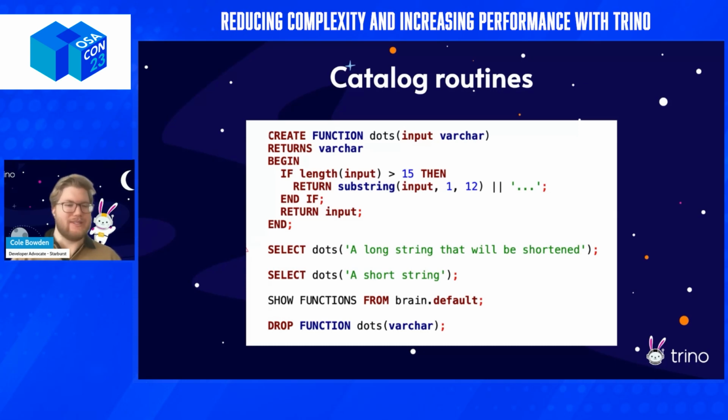So you can run select dots multiple times and it'll work just fine. And you can view catalog routines and user-defined functions by calling show functions from your catalog. And if a function is no good or you no longer want it, you can also drop that function from your catalog and it will no longer exist.